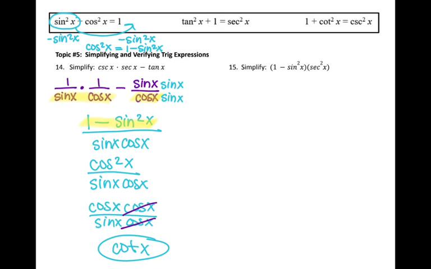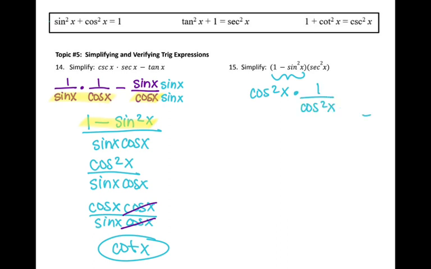All right, number 15. So for 15, I notice that I have 1 minus sine squared again, which we already established as cosine squared. So I can go ahead and replace this with cosine squared of x. And secant squared, I can change to 1 over cosine squared. So since secant is 1 over cosine, secant squared is 1 over cosine squared. This is the same thing as cosine squared over 1. And since I'm multiplying, I can cancel these out, leaving me with 1 as my final answer for number 15.